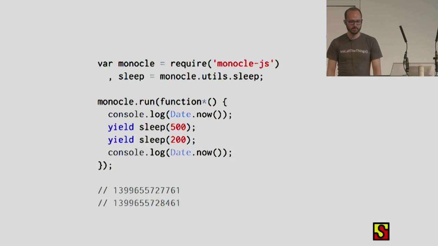So anyway, this is what a very simple program might look like. You kick off your initial generator using monocle.run, and there's a couple other ways to do this as well. But we log a date, then we sleep for 500 milliseconds, so this is like setTimeout. We sleep for another 200 milliseconds, and then we log the date again. And you can see in the output, which is something that I copied from the console, that we have waited about 700 milliseconds between the first console.log and the second console.log. We don't have any anonymous functions. We don't have any callbacks. Instead, we've just yielded sleep, calling the sleep function.